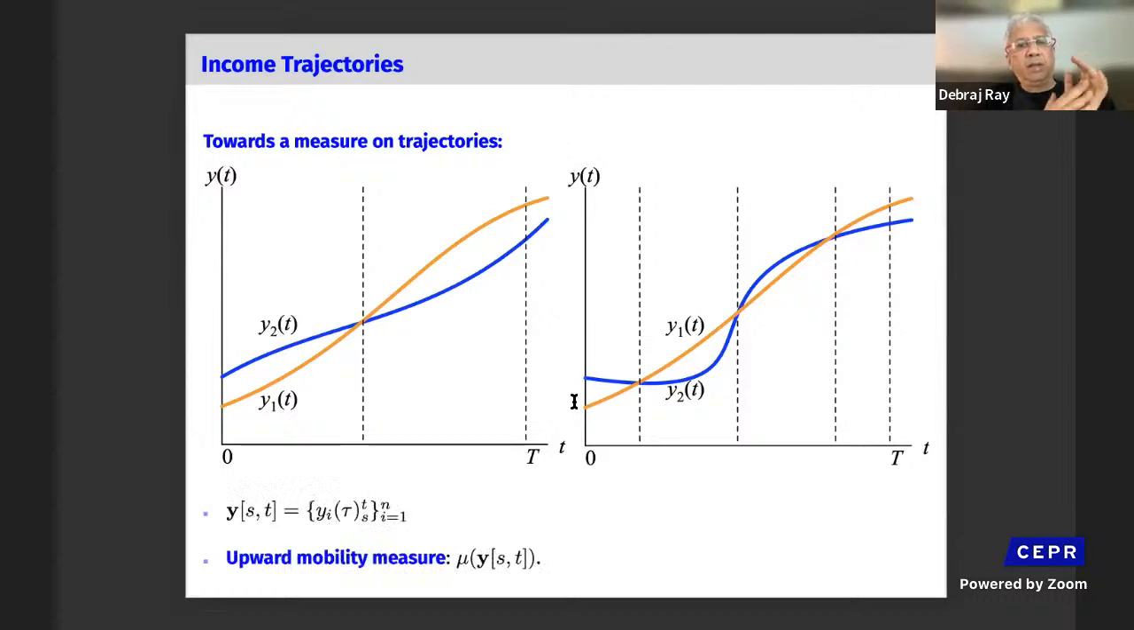So what is this bold-faced Y over here? Now what we do is we say that our domain is the collection of all vectors of income trajectories.